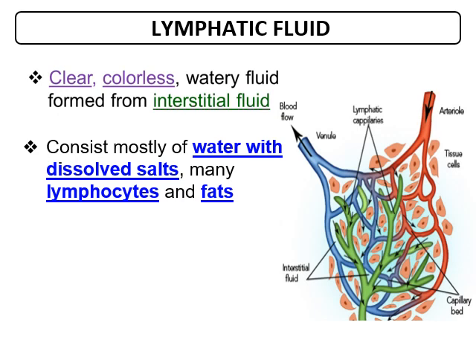Lymphatic fluid, also known as lymph, is a clear, colorless, watery fluid formed from interstitial fluid. Interstitial fluid originates from blood plasma, so the composition of lymph is similar to blood plasma. Lymphatic fluid consists mostly of water with dissolved salts, many lymphocytes and fat, but it has no erythrocyte, platelet, and large protein molecule.